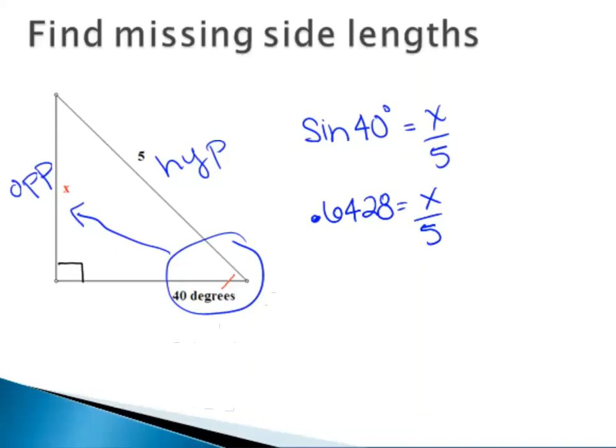Now I just solved this using proportions, or cross multiplying. Since x is currently divided by 5, we're going to multiply both sides of this equation by 5. So 0.6428 times 5 is going to equal x. That means that x equals 3.2.